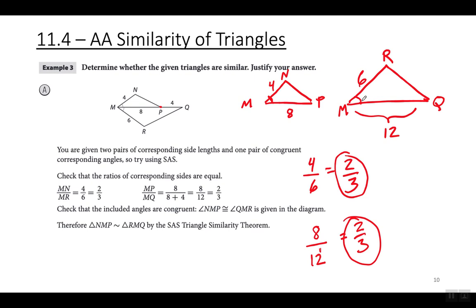All right, so by the side angle side triangle similarity theorem, the two triangles are similar. Let me try saying that in Spanish.